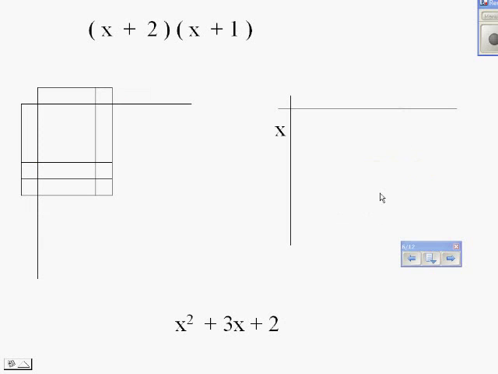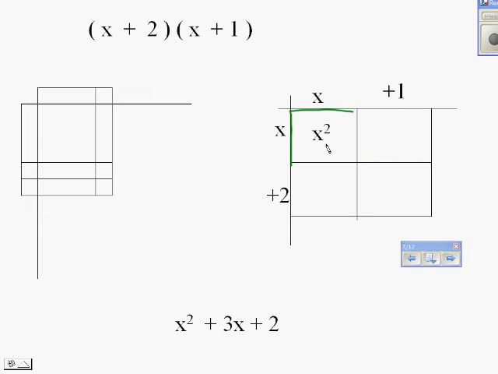So we're doing the same thing here. Our first term has an x and a plus 2. Our second term has an x and a plus 1. We split it into the 4 answer areas. Our top answer area, x by x, is an x squared. Our next one has a height of x and width of 1, that's 1x. Here we have a height of 2 and a width of x, that's 2x. And in our bottom section, we have a height of 2 and a width of 1.